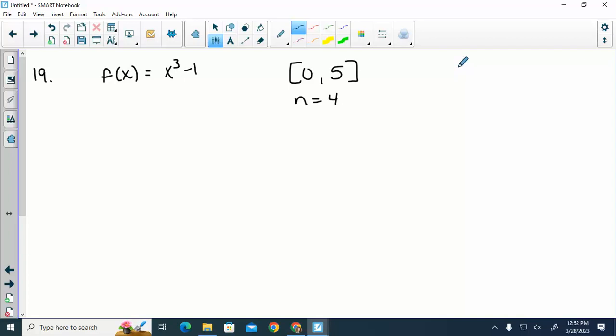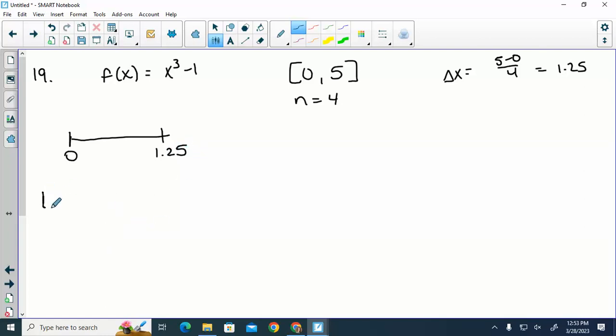So, first step, change in x. What would it be? 5 minus 0 over 4, so 5/4 or 1.25 if you like doing the decimals on these. Either way is fine. All right, so let's think about this. My first interval will start at 0. It will end at 1.25 because that's my change in x.